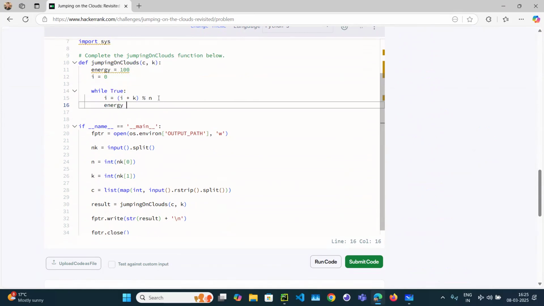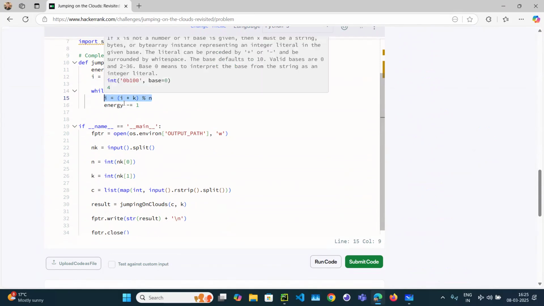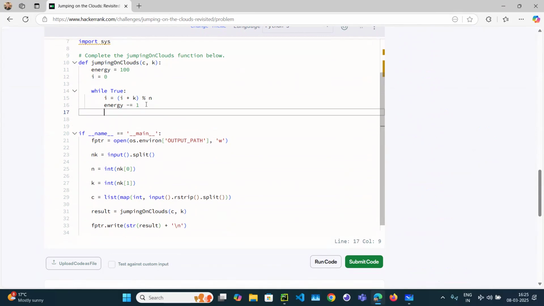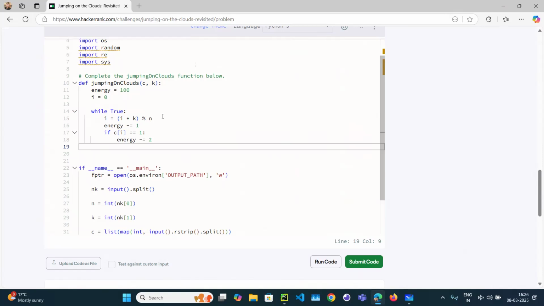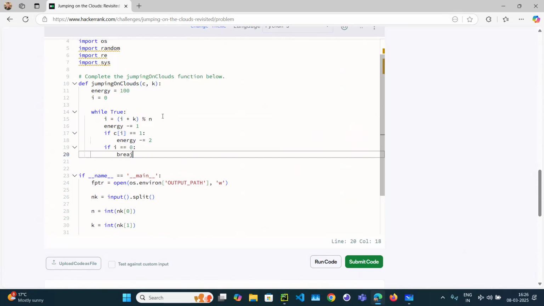Then we are going to reduce the energy, because we already took one jump, as we already calculated the next i. But we also have to check if c of i, whatever the new i, is equal to 1, then we are going to reduce an additional 2 units. And we will check if i is equal to 0, then we are going to break, because this is a while true loop.